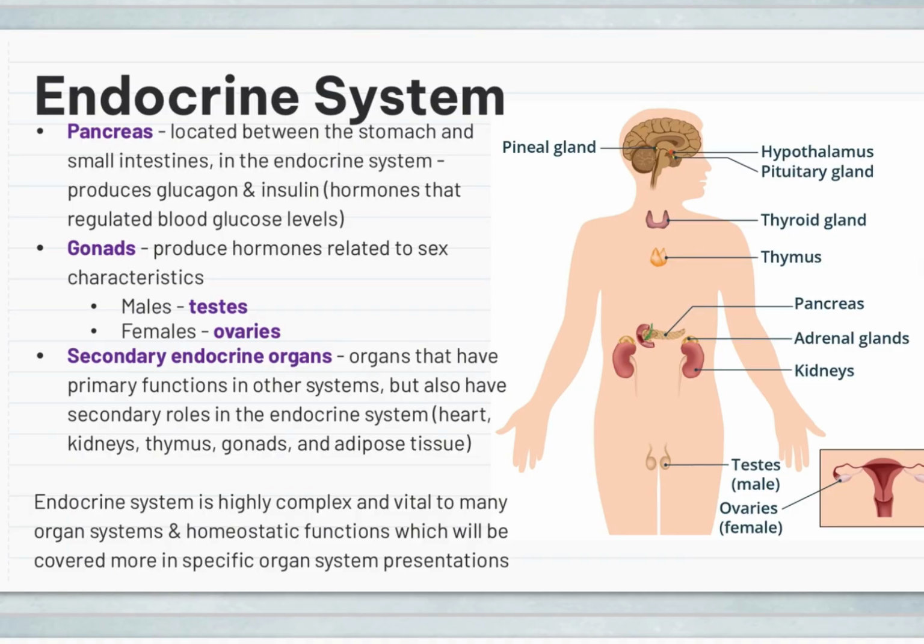So this is when you eat. These are either produced or not produced depending on the rises and falls of our blood glucose levels. Our gonads produce hormones related to gender characteristics. So males, we have testes, and females, ovaries.